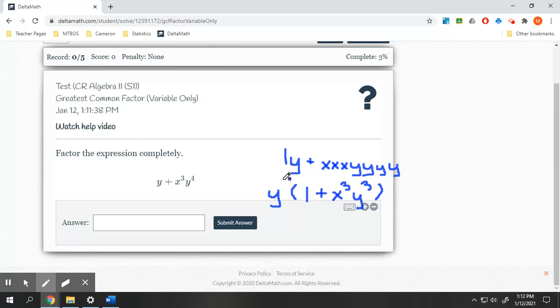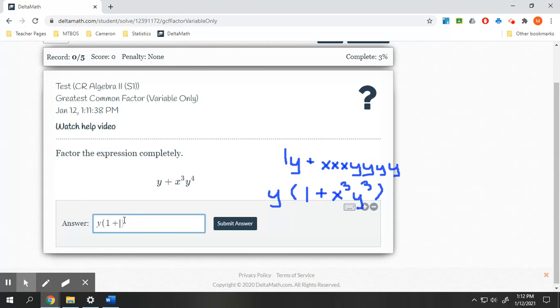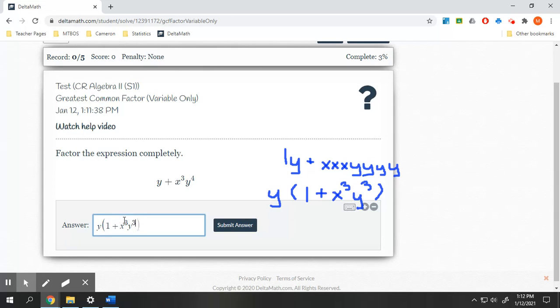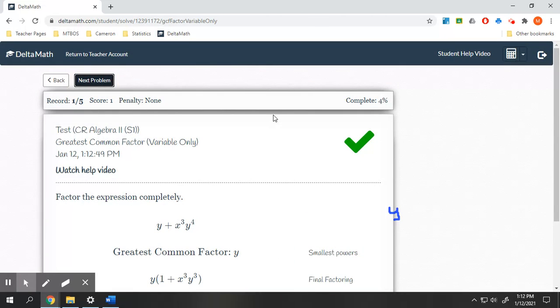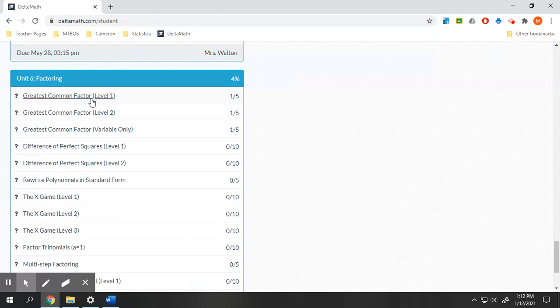And you can double check your work. Think about if you distribute this out. y times 1 is plain old y, y times x cubed, y cubed, well, that would be x cubed, y to the 4th. My final answer here is y times 1 plus x cubed, y cubed. And there we go. All right, so you should have plenty of information on how to do these first 3 on the greatest common factors. Go ahead and get started.